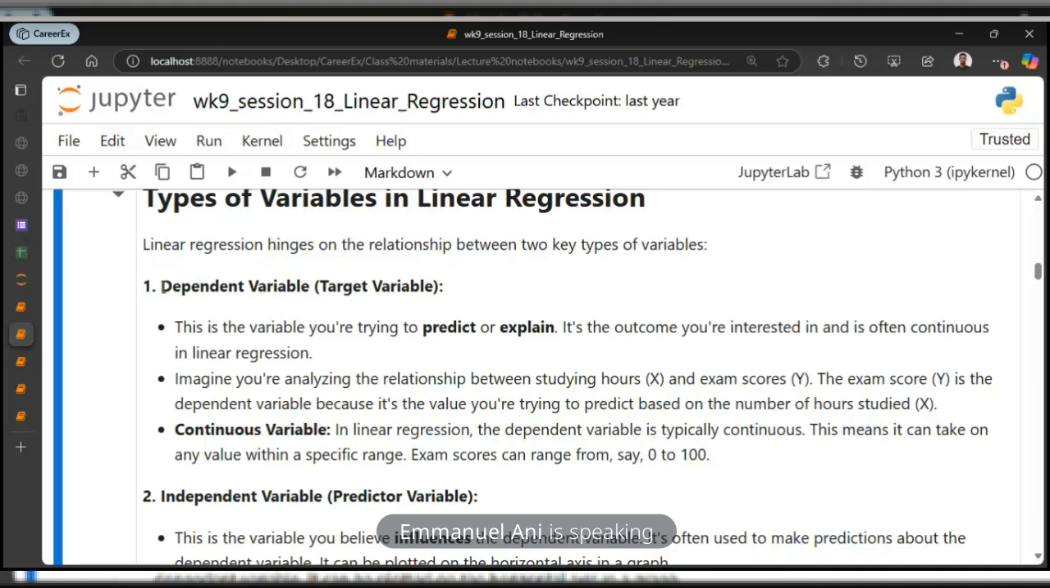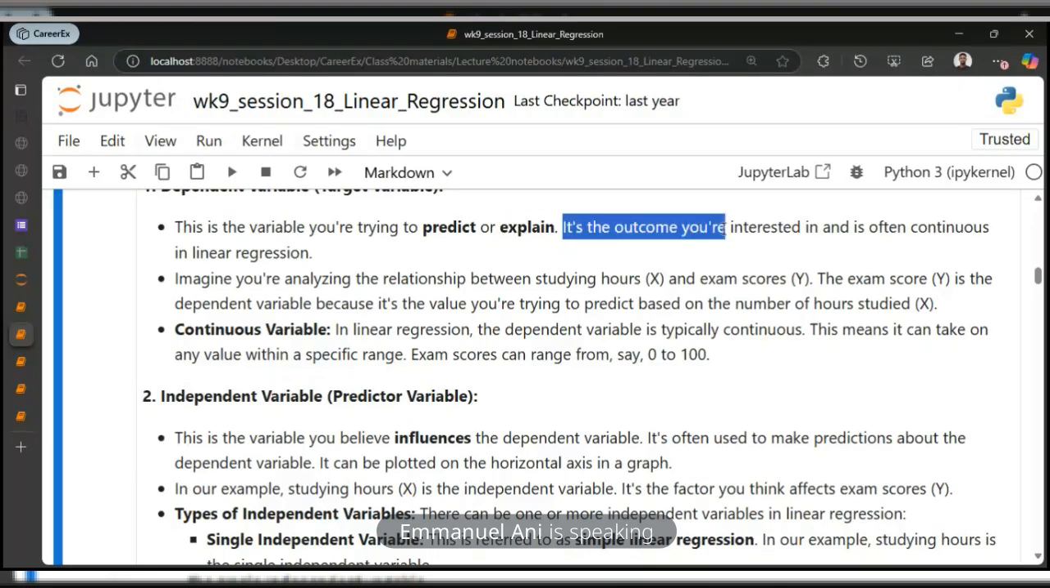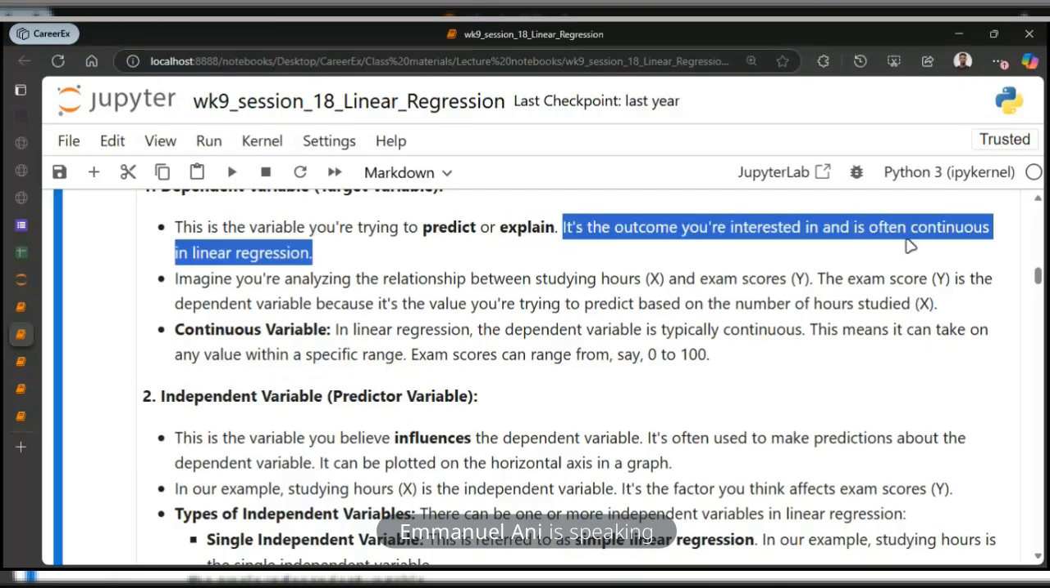So we have what we call the dependent variable, as I've explained, which is also called the target variable. So this is the variable you are trying to predict or explain. All right, this is the variable you are trying to predict or explain. It's the outcome you are interested in, and it's often continuous in linear regression. You can see where we looked at the target variable type, which will determine the algorithm you're using. So we are looking at linear regression today.